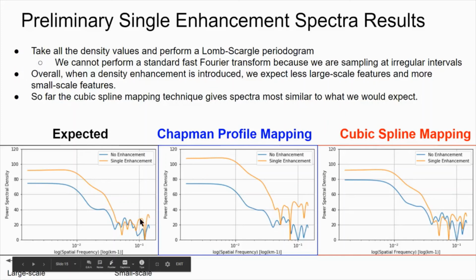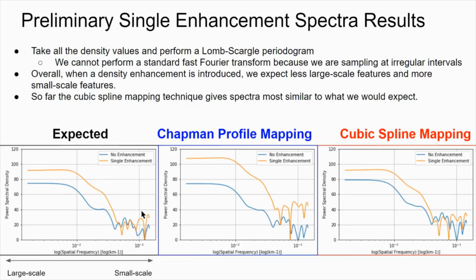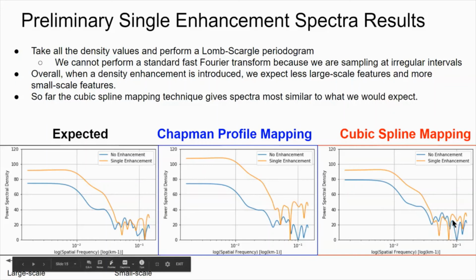As well, one thing I do appreciate is that when we incorporate a single enhancement, we see that there is an increase on this end of the spectra for all these. And the reason why that makes sense is because these are sorted with respect to spatial frequency. So over here, these are smaller scale structures, and over here, these are larger scale structures. And so we're seeing an enhancement in the smaller scale structures, and that makes sense because we're introducing a patch.